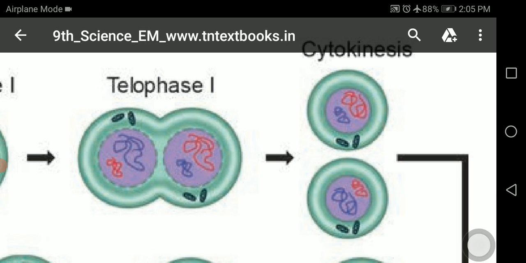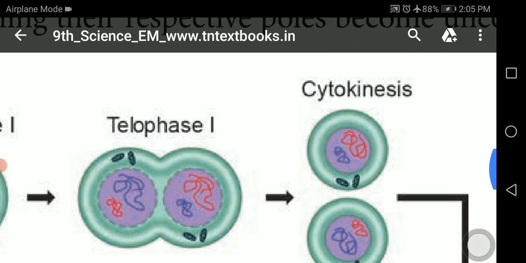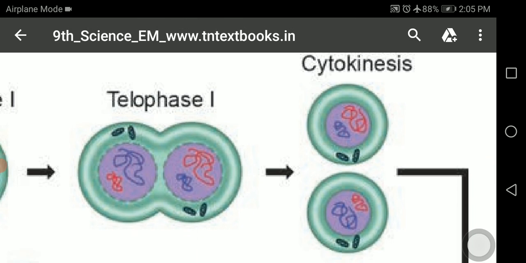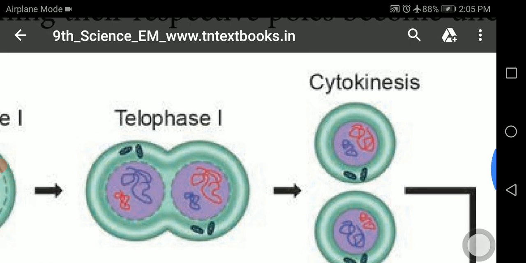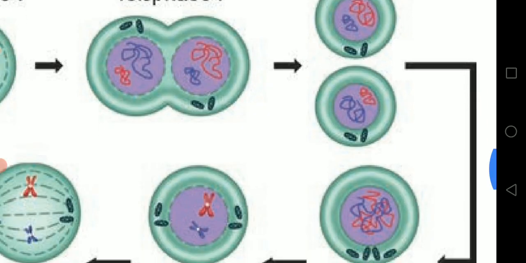So far we have seen the heterotypic division. Prophase is of long duration, and it has leptotene, zygotene, pachytene, diplotene and diakinesis. Then metaphase 1, then anaphase 1, telophase 1 and cytokinesis. So these are the heterotypic divisions. The next one is the homotypic division.